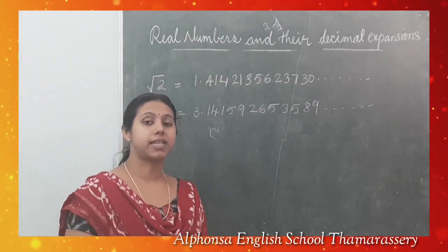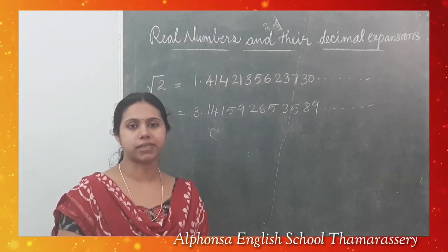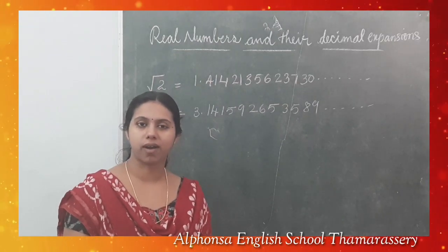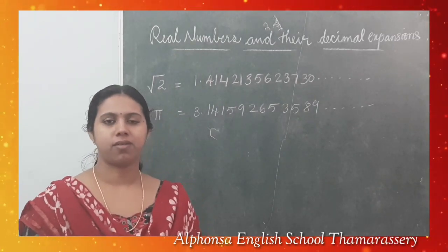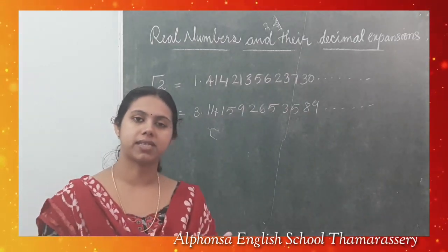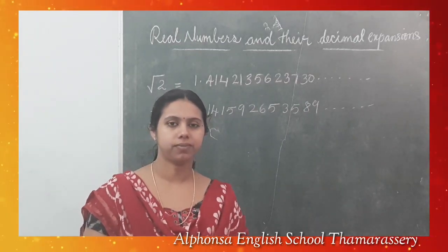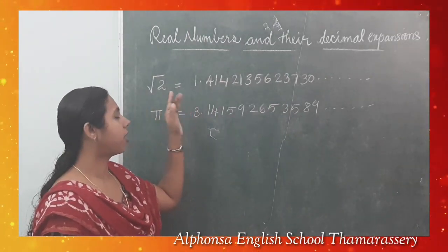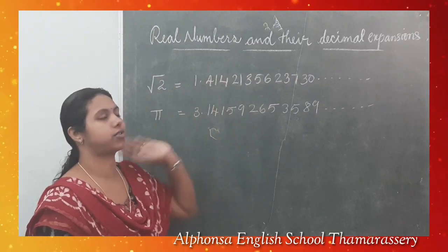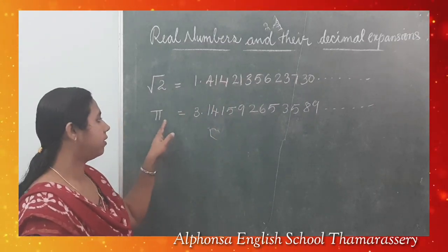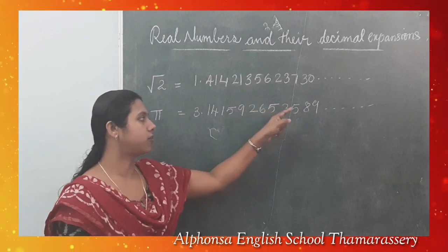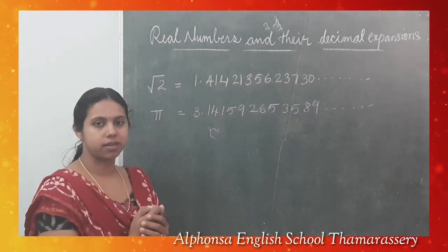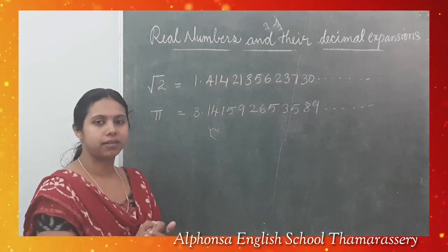Now we can discuss the decimal expansion of irrational numbers. You know that the irrational numbers are root 2, root 3, root 5, pi, etc. What is the decimal expansion of these irrational numbers? Let us see here root 2. The value of root 2 is 1.41421, etc. And the value of pi is 3.1415925, etc. When you observe these decimal expansions, can you identify any pattern?